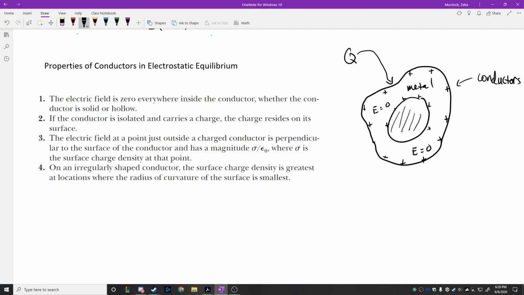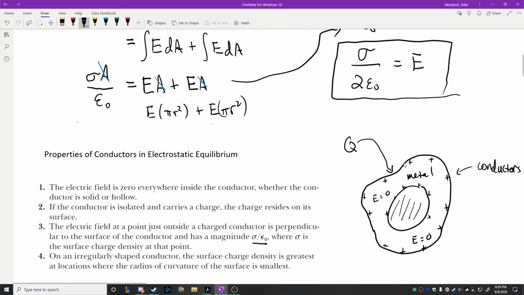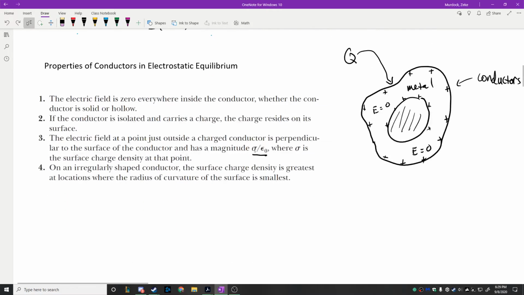All right. The third part is the electric field at a point just outside a charged conductor is perpendicular to the surface of the conductor, has magnitude sigma over epsilon naught, where sigma is the surface charge density. And we just proved a second ago, you can scroll up so you can see it, that the electric field near an infinite surface is this. The electric field to an infinite surface is this right here. And we're going to say here that the electric field near the surface of one of these things is somewhat related to that, and we'll prove why.